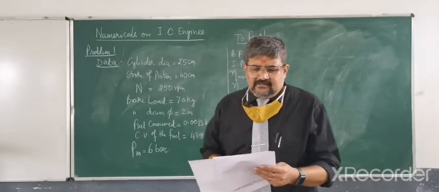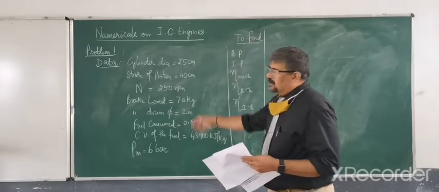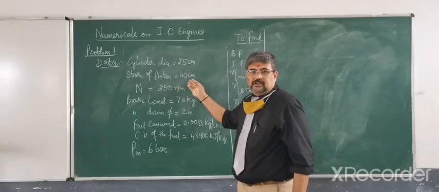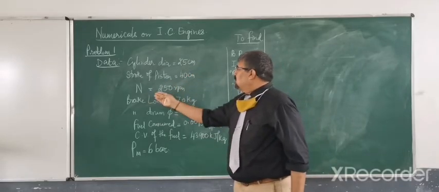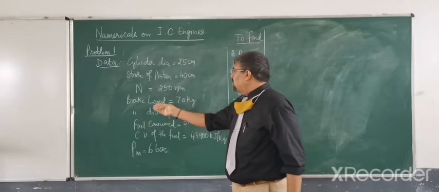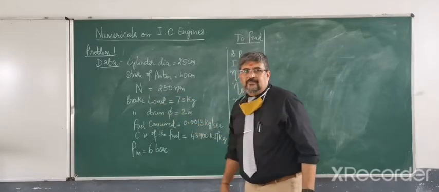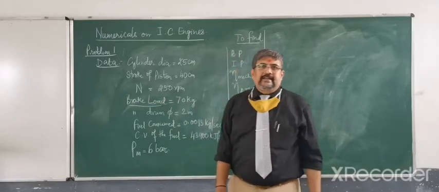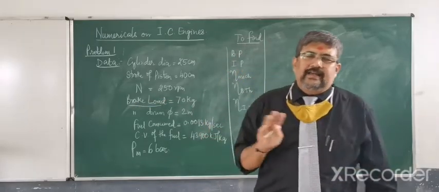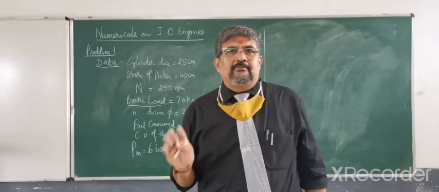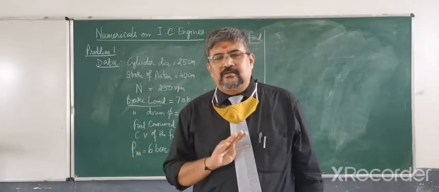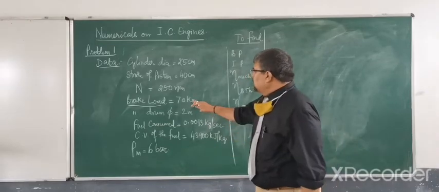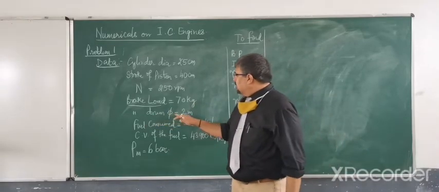So all the data is given, and I have noted it down here. We have the cylinder diameter as 25 cm, piston stroke 40 cm, then the engine crankshaft speed is 250 rpm, brake load, and so on. Whenever it is given as brake load, we can take it as the net brake load. They have directly given the value of W minus S, so you don't have to worry too much about that. Then the brake drum diameter is given as 2 meters.